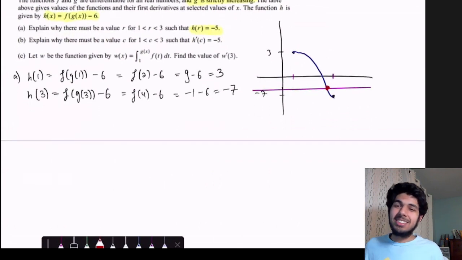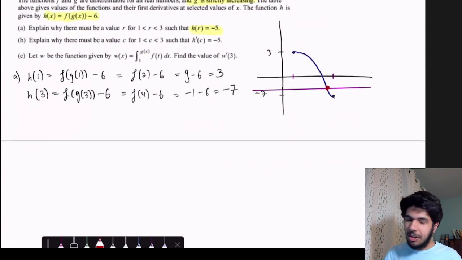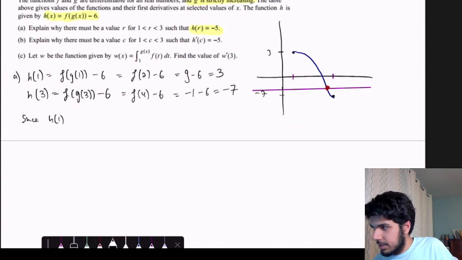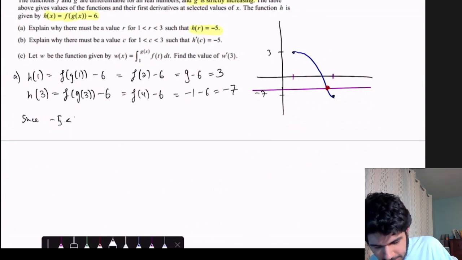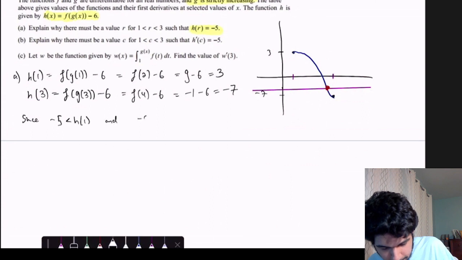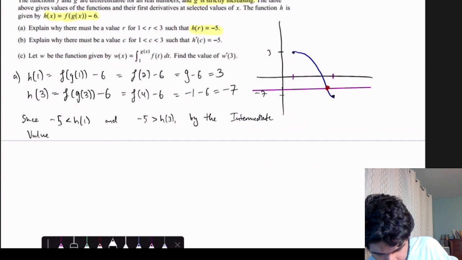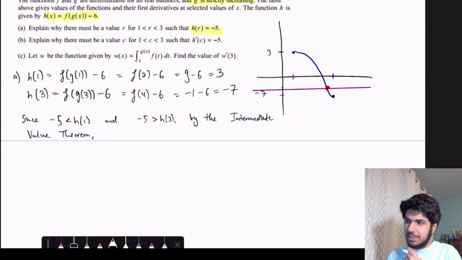Hopefully you remember that there's a theorem that helps us with this. And that's the intermediate value theorem. So we can write that since negative 5 is less than h of 1, and negative 5 is greater than h of 3, by the intermediate value theorem. So we have to cite that theorem.